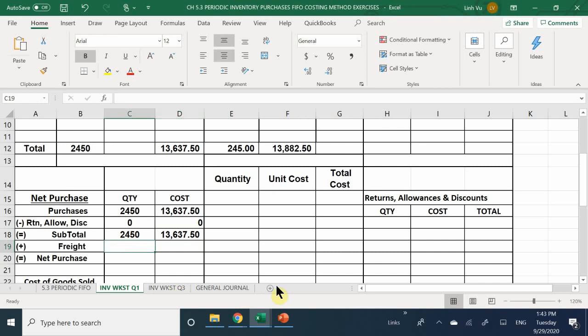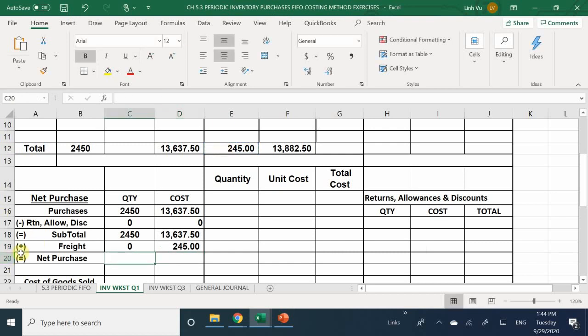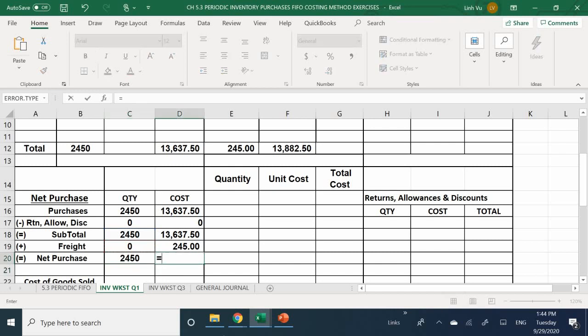Okay. Now it's going to ask me to add my freight. Again, freight does not increase the quantity, so you can assume your freight is going to be 0. However, I have to increase my total cost, all right? And what is my freight going to be? It's the $245. And again, looking at this little hint right here, it's going to tell me I need to add. So I'm going to add my 13,637.50 to my 245 to get me a grand total of 13,882.50. Okay, and this is equal to what I see above here. It is reflecting.